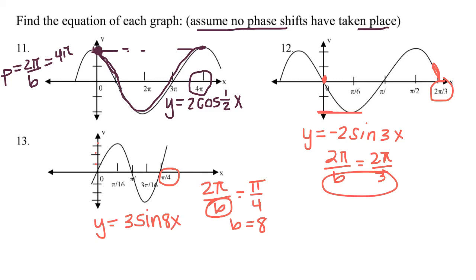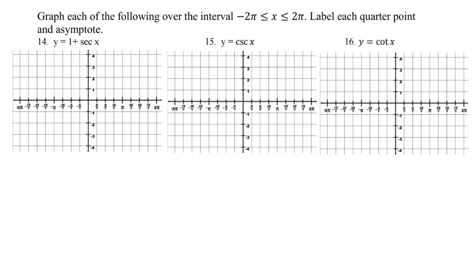Okay, moving on to the last problems. We're going to look at these graphs, and it would be helpful for you to go back and look at your note-taking guide. So think about, if we're talking about secant, then what we need to do whenever we go through and graph this, we need to think about all of our values for cosine.